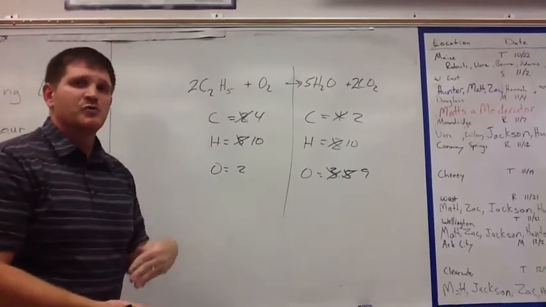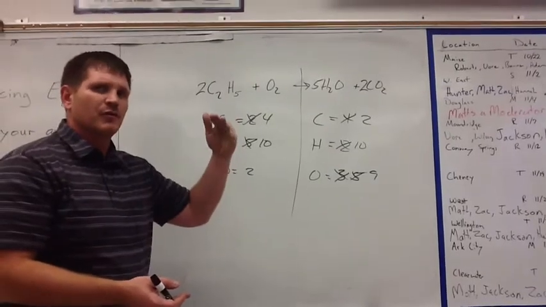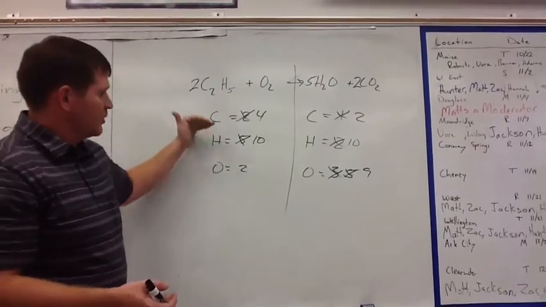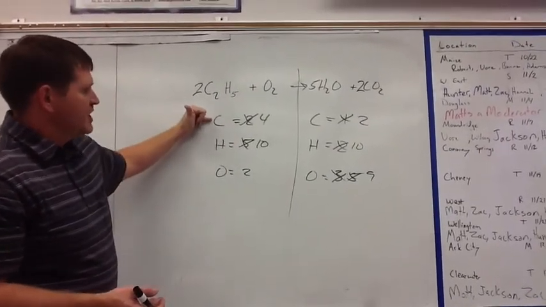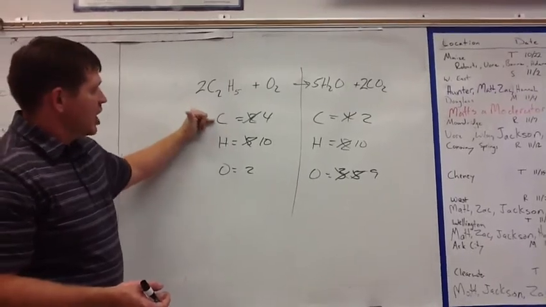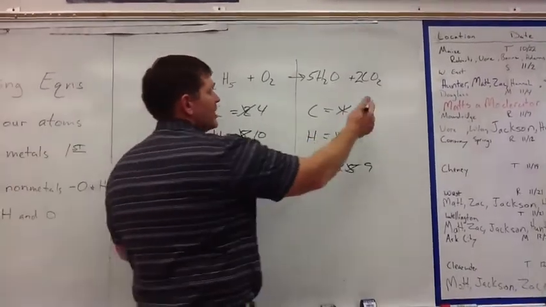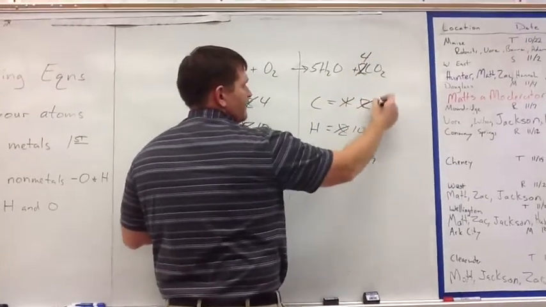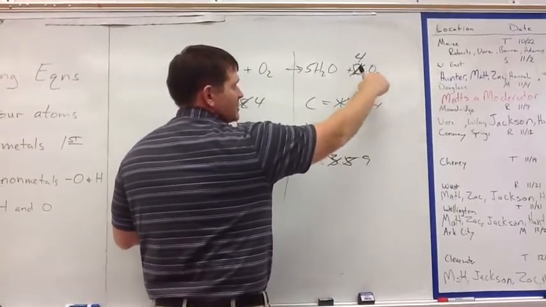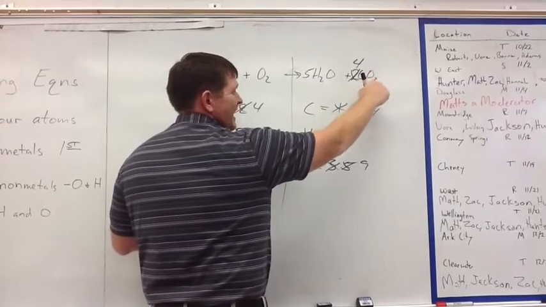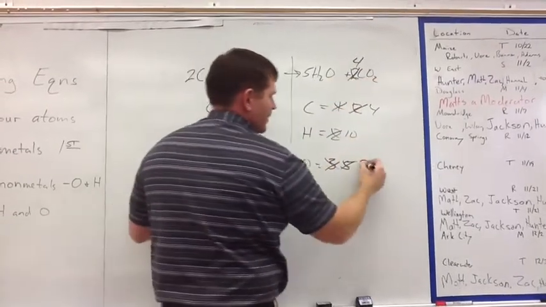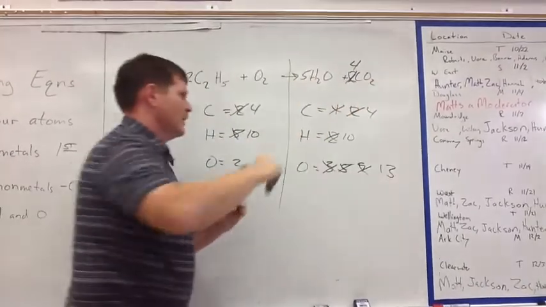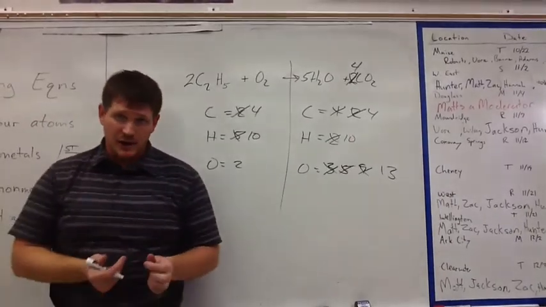When we're going through our rules, we always want to go back to the top of the rules before we go to the bottom, because if we have something change, we want to do it first. So my carbon changed, so let's go over here and change my carbon. This should now be a 4, which changes my oxygens from 4 to 8 plus 5. This is 13. It's quite a bit of work there.